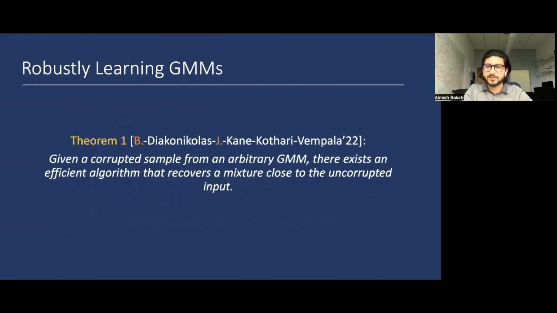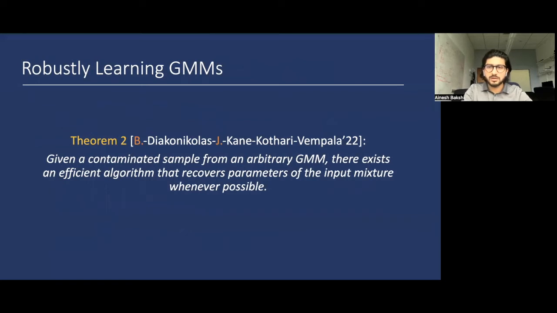With that context in mind, let me give an informal statement of our result. The first theorem that we obtained says that given a contaminated sample from an arbitrary mixture of K Gaussians, there is an efficient algorithm that recovers a mixture close to the uncorrupted input in total variation distance. Note that this statement works without any assumption on the input and completely resolves the central open question I mentioned a few slides ago. The second theorem that we prove is a similar statement, where in addition, we can recover the parameters of the input, that is the mixing weights, the means, and the covariances, whenever it is information theoretically possible to do so.